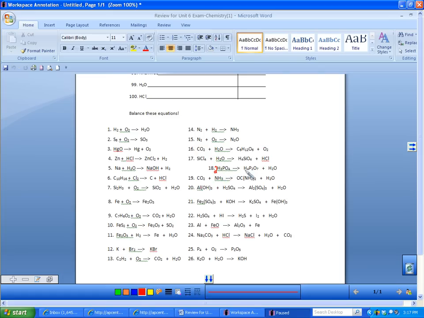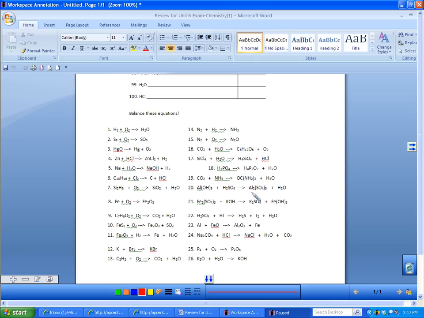All right, that gives me 6 hydrogens, 4 and 2 is 6. That gives me 8 oxygens, 7 and 1 is 8. That one's balanced. 1 C, oh, 1 C. 1 N, 2 N's. 6 H's, 4 H's, 5, 6. 2 O's, 2 O's. That one's balanced.